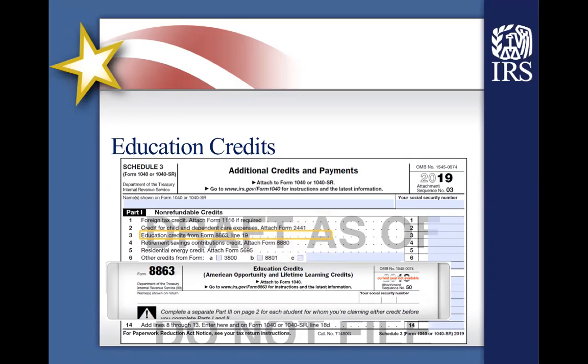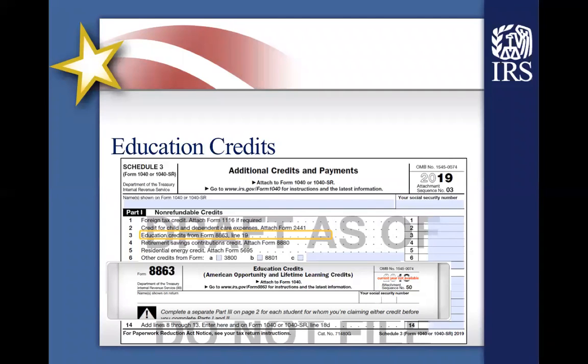We are going to cover, and these are the columns that we are going to cover. Column 1, scholarships. Column 2, opportunity credit. Column 3, lifetime learning. Column 4, student loan interest. Column 5, tuition and fees. And then column 8, education exception to additional tax on early distribution.